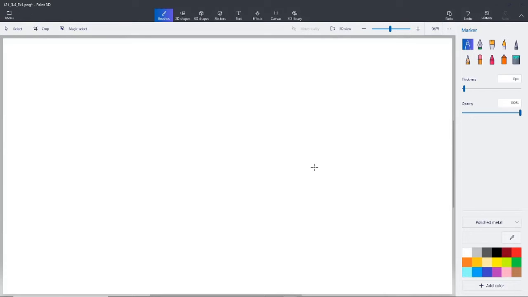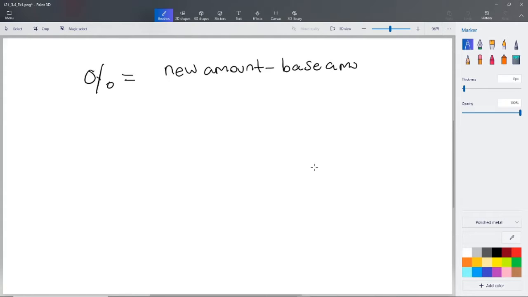Before we get to example 4, right above example 4 in our book on page 389, they give us what's called the percent of change equation. You take the new amount minus the base amount and divide it, all of it, by the base amount. And this will give us the percent of change.